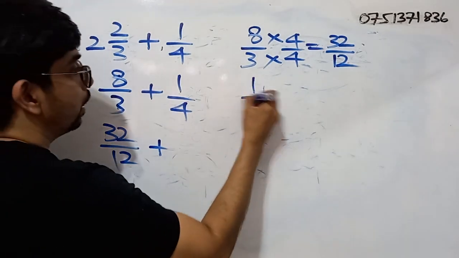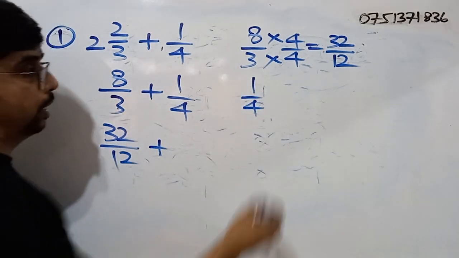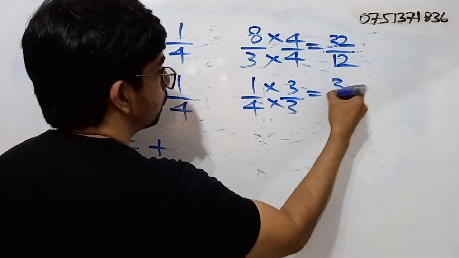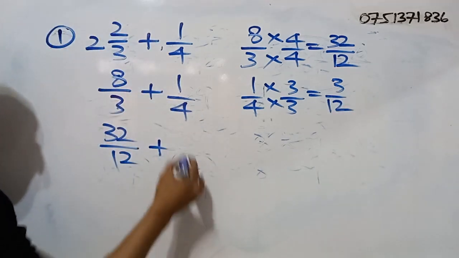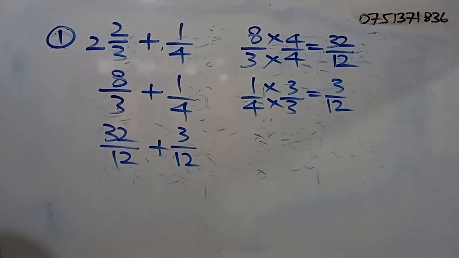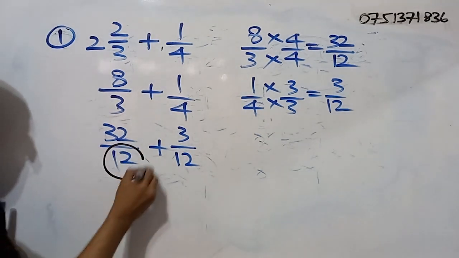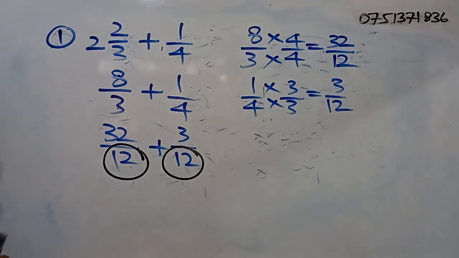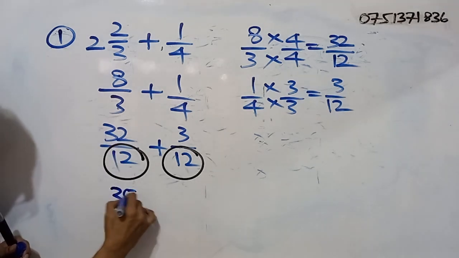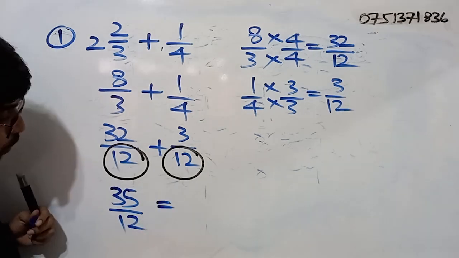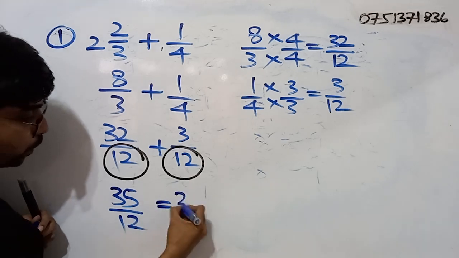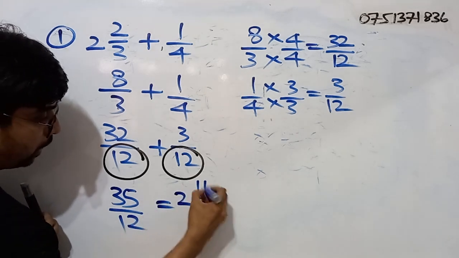To that we have to add 1 by 4. So we have to multiply the numerator and the denominator by 3, which gives 3 by 12. Now what do we have? We have two fractions with equal denominators. So we can write 35 by 12. We have to convert this into a mixed number. So 2 and 11 by 12.